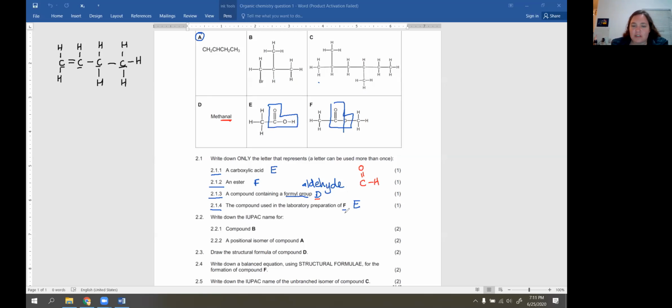And the compound used in the laboratory preparation of F. So I went and split my ester down the oxygen, and I saw that it was made up of methanol. And I also saw that it was made up from ethanoic acid. And between those two, when I split it down the middle, there was no methanol here. So there was methanol, but not methanol. And therefore, I went with E because here I've got the CH3 there. That goes on to here once we split it. Okay, so that is why those are the answers.